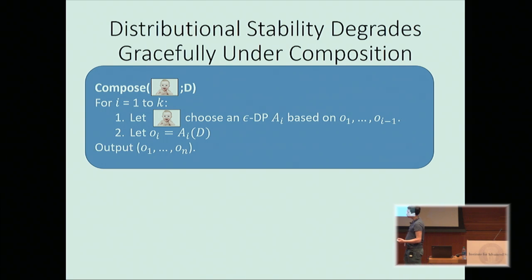As we've also seen, this distributional stability guarantee degrades gracefully under composition. And this is what Guy told us about, but I want to especially emphasize here that the composition theorems explicitly allow for adaptive composition in a way I'll specify, which is exactly the connection we need for adaptive data analysis.